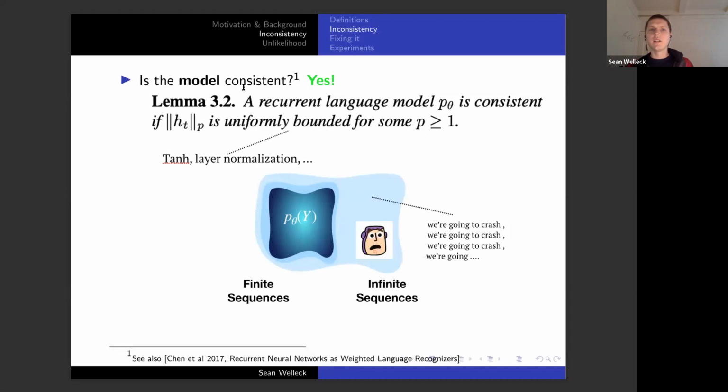It turns out that the model is consistent. So that means that the model is actually only putting mass on finite sequences. And it turns out that you could formally show that the language model is consistent as long as its hidden state is uniformly bounded. And some things that you've seen in the course will guarantee that this is true. So if you use, for example, the tanh activation function, or if you use layer normalization, which we saw in the transformers, then your model will be consistent.